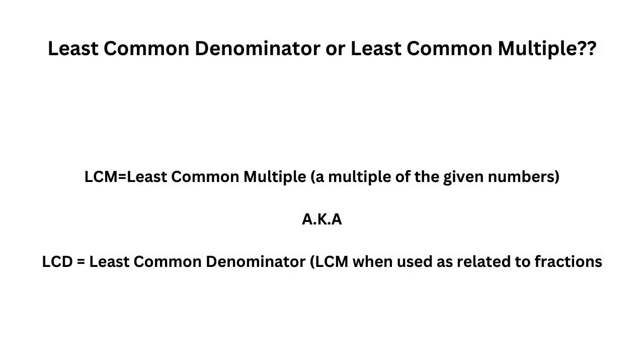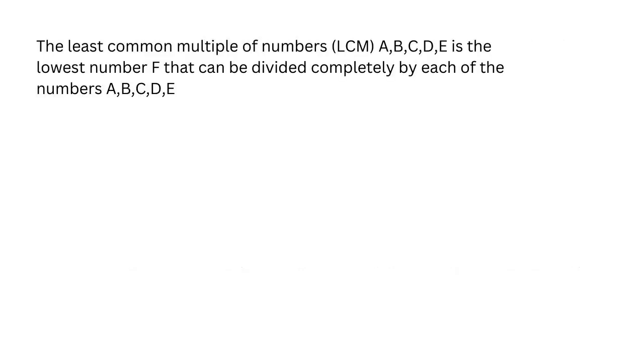The correct name is least common multiple, but this value is usually used while adding or subtracting fractions, and is therefore usually also called the least common denominator. If we have several numbers, say A, B, C, D, E, or maybe more, the process to find the LCM is the same. The LCM is just the lowest number that can be divided by each of the numbers A, B, C, D, and E with no remainders.